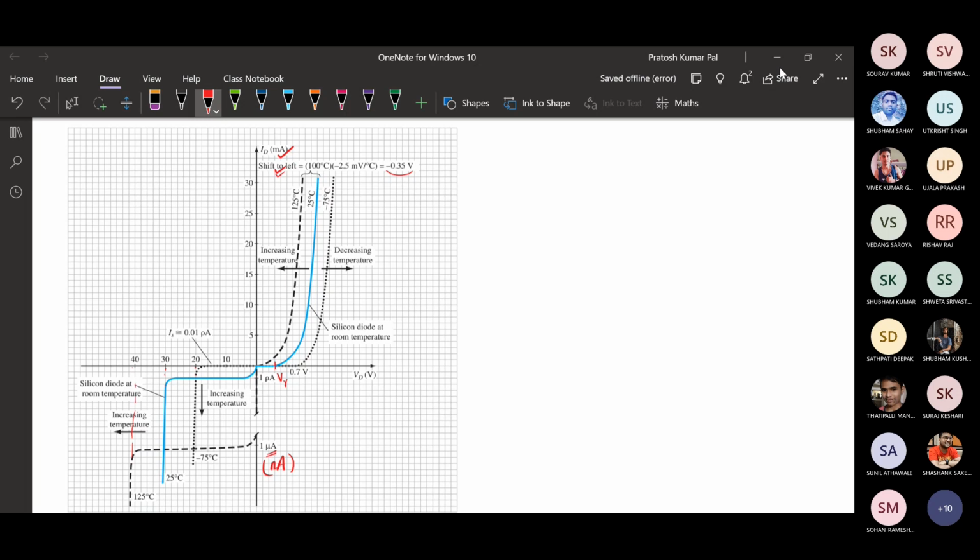Similarly, the opposite happens when we decrease the temperature. Suppose we decrease the temperature by 100 degrees centigrade, so it is minus 75. Then the same 0.35 volt shift takes place in the right direction. So this is with respect to temperature decreasing. This is the case in forward bias.